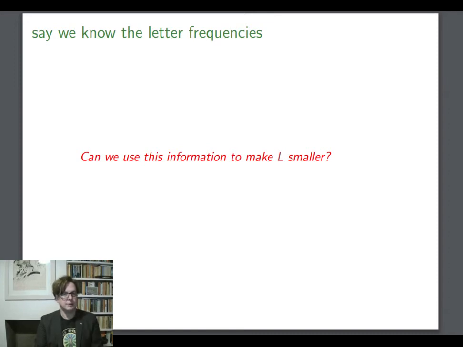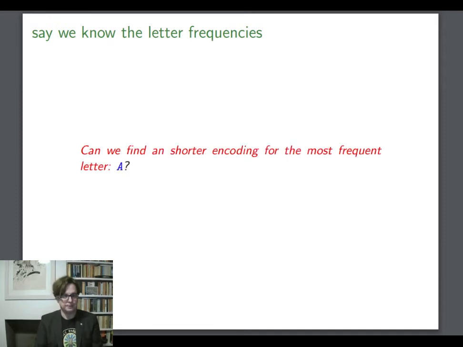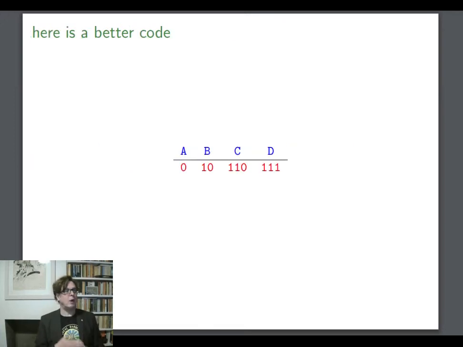So can we use this information to make the average length of the code, the average number of bits per letter, shorter? And the answer is yes. The regularity, the predictability of the sequence allows the code to be compressed. So here's a fancy code, a better code. A is 0, B is 1, 0, C and D are 1, 1, 0 and 1, 1, 1.